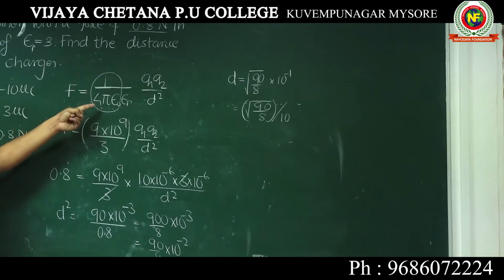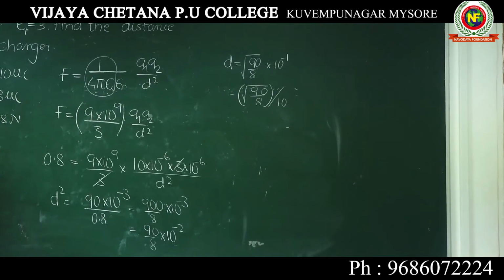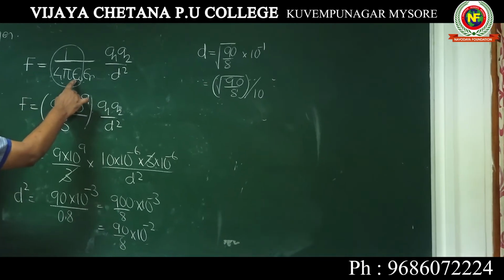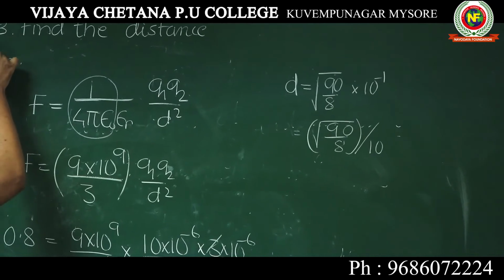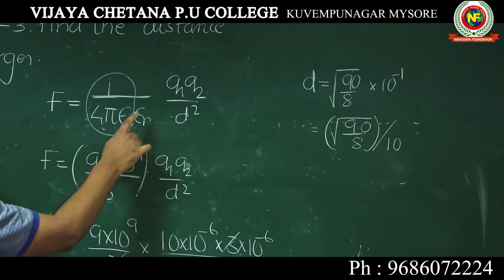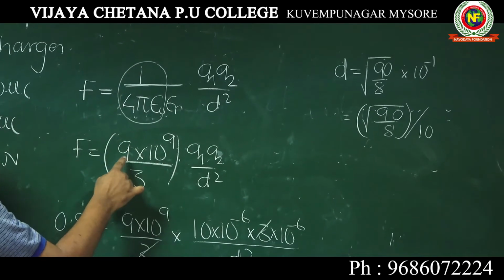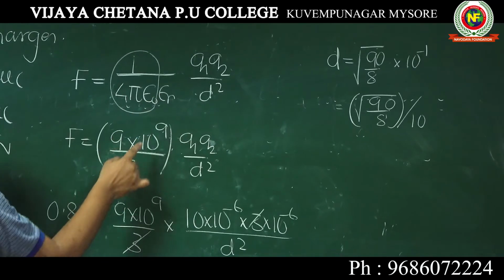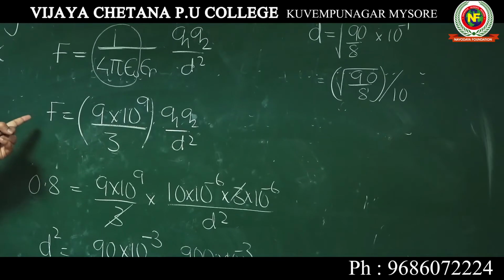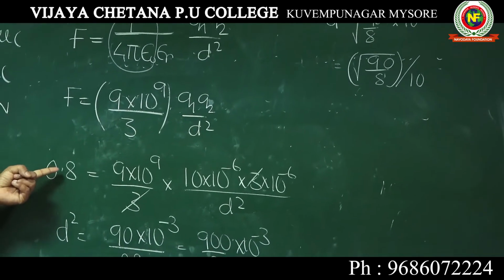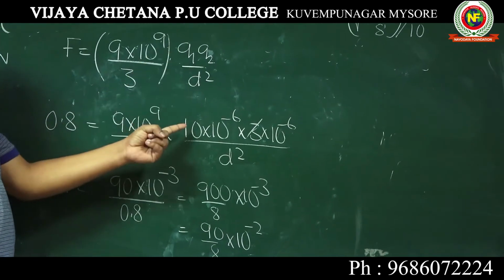Force is 1 by 4 pi epsilon naught epsilon r q1 q2 by d square. See here carefully. We are multiplying epsilon naught with epsilon r because it is in some other medium, not in free space. That's why q1 q2 by d square. Anyway, 1 by 4 pi epsilon naught is 9 into 10 power 9, but epsilon r is written separately here. Now let me put the values. F is 0.8. This is 9 into 10 power 9 by 3. This q1 is 10 microcoulomb.